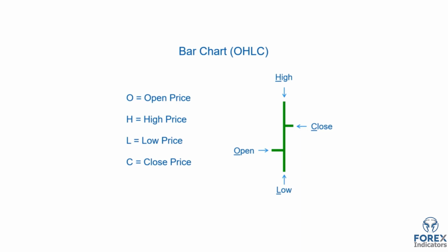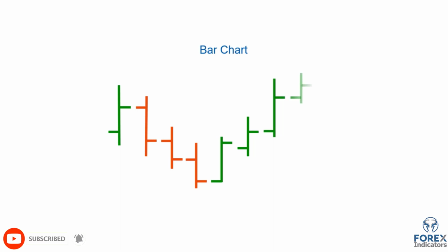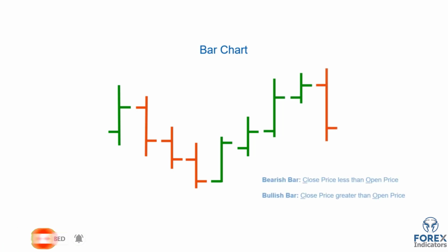One of the great things about bar charts is that you can identify a bullish or bearish bar very quickly, without relying on its colour. If the handle on the left is lower than the handle on the right, it is a bullish bar. And if the handle on the left hand side is higher than the handle on the right, it is a bearish bar. I have simplified the example on the screen so the bullish bars are represented in green and the bearish bars are represented in red to make it a little clearer.